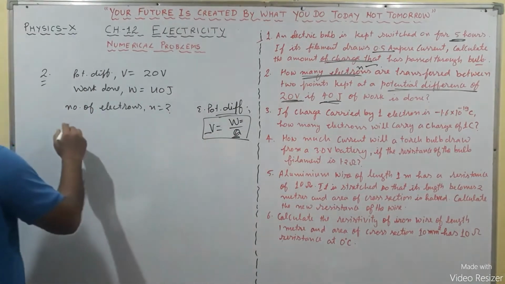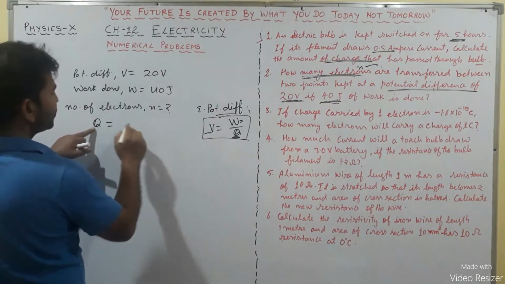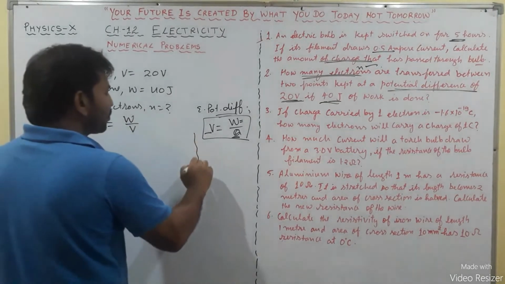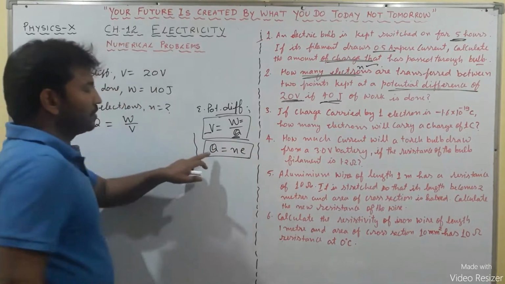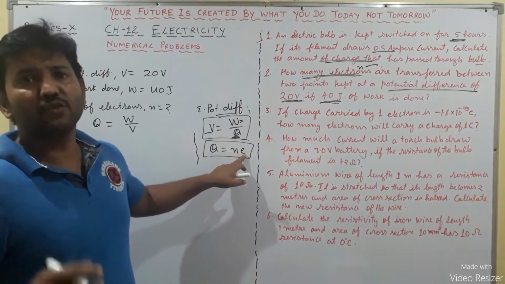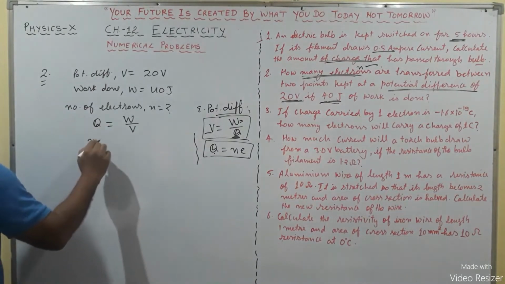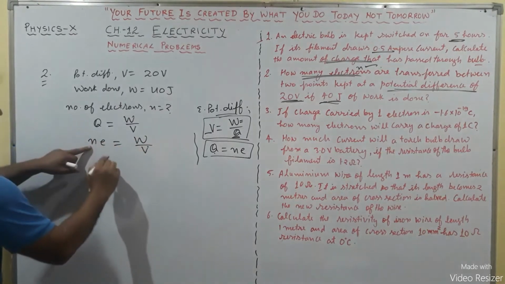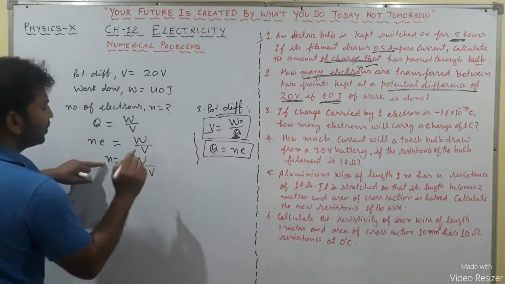So using this formula, you need to find the number of electrons, that is Q equals W upon V. But again using one more formula, that is quantization of charge. Net charge is equal to the number of electrons times E, and what is E? E is the charge on one electron. So by putting this value here, you get N into E equals W upon V, and we need to find N, so N equals W upon E into V.